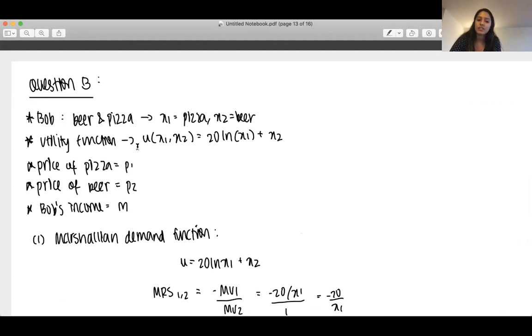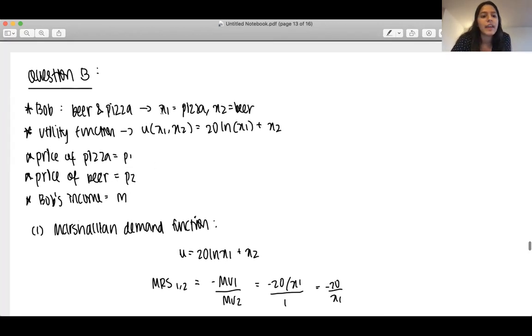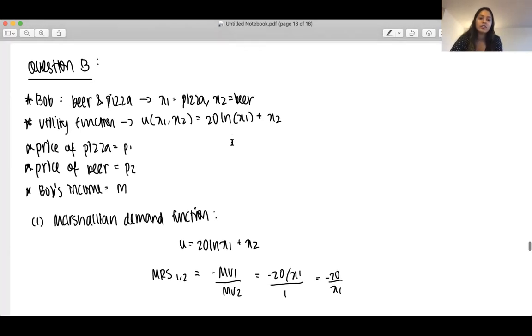His utility function is like a Cobb-Douglas utility function, I'm pretty sure. His utility for X1 and X2, or pizza and beer, is equal to 20 ln X1 plus X2. Usually, as we've seen in the past, the utility would just be X1 plus X2 in some cases, but this is usually how it is in exams. The professor usually just uses ln in one of the parts. So this is a really good example.